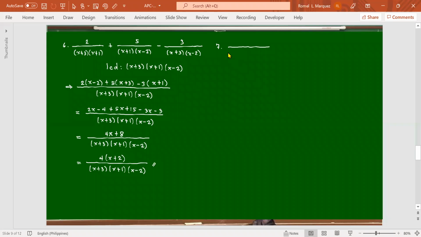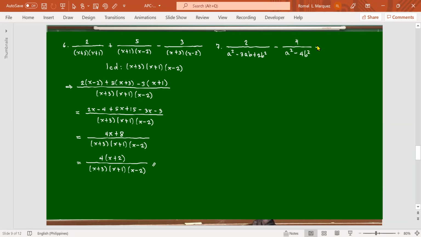I need this one. 2 over a squared minus 3ab plus 2b squared. Second fraction, minus 4 all over a squared minus 4b squared.